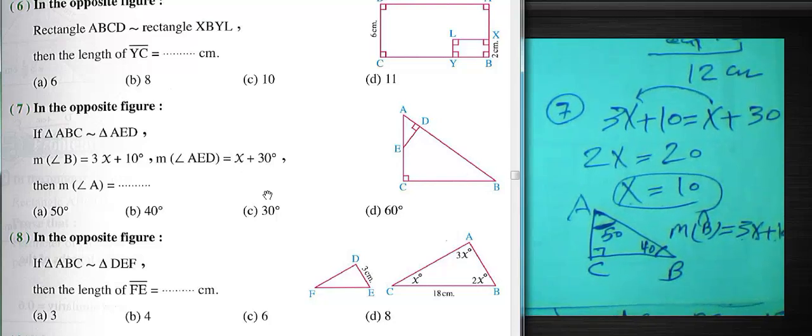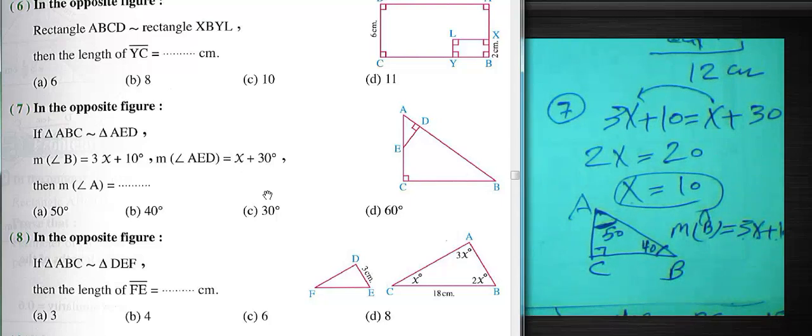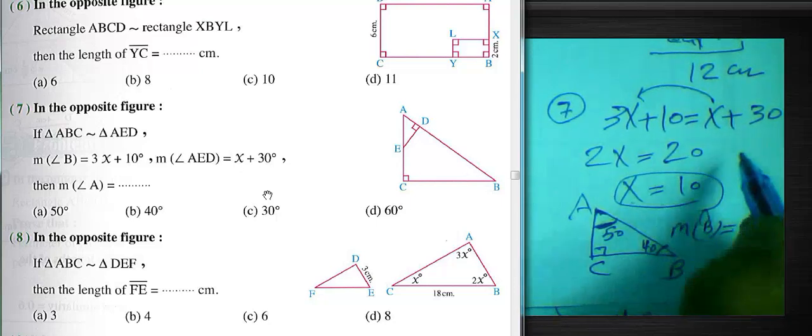Okay, complementary angles: angle A plus angle B equals 90 degrees. So the measure will be 50 degrees. We will choose letter A.